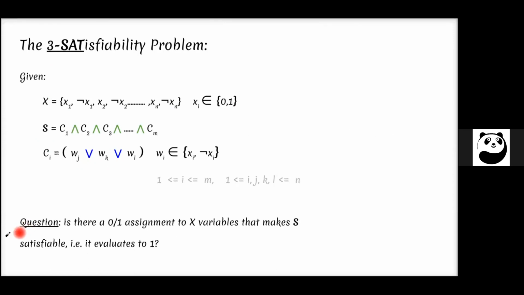And here's our question, here's our problem. Is there a 0-1 assignment to the X variables that makes S overall evaluate to 1, or true, if 0 and 1 represent false and true? So we are looking for a way to assign each variable a 0 or a 1, such that when we plug them into each clause, the overall S formula evaluates to 1.